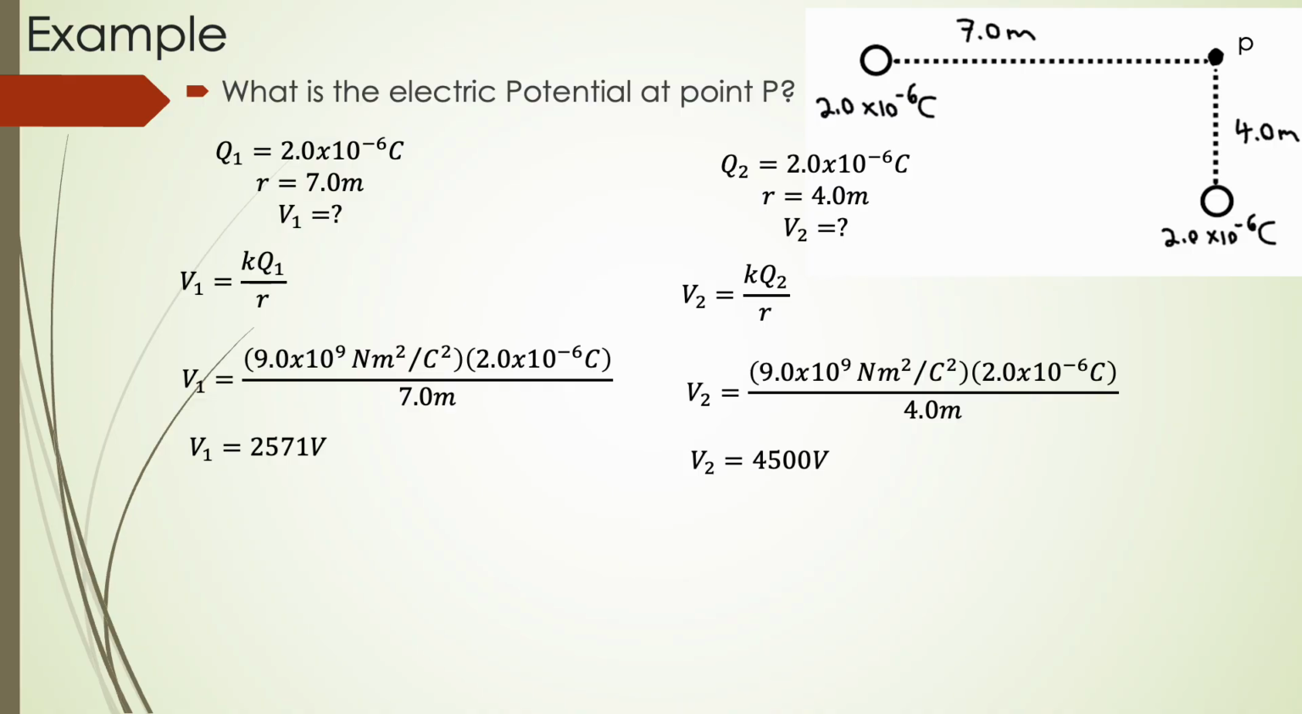Now, if this was electrostatic forces, we'd have to combine these using Pythagoras because force is a vector. Electric potential is not a vector, it's a scalar, so we just combine these two electric potentials by adding them. So we've got our electric potential at that location is equal to the potential from one plus the potential from the second one, giving us, when rounded to appropriate sig figs, an electric potential of 7,100 volts.